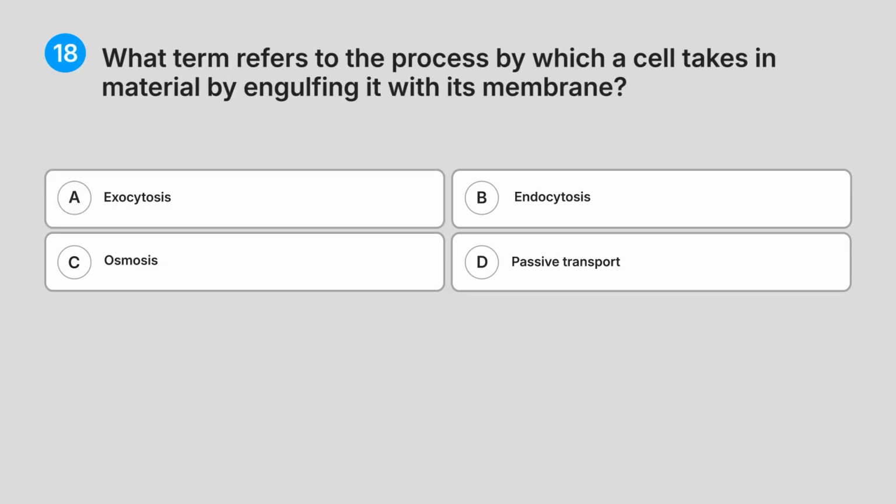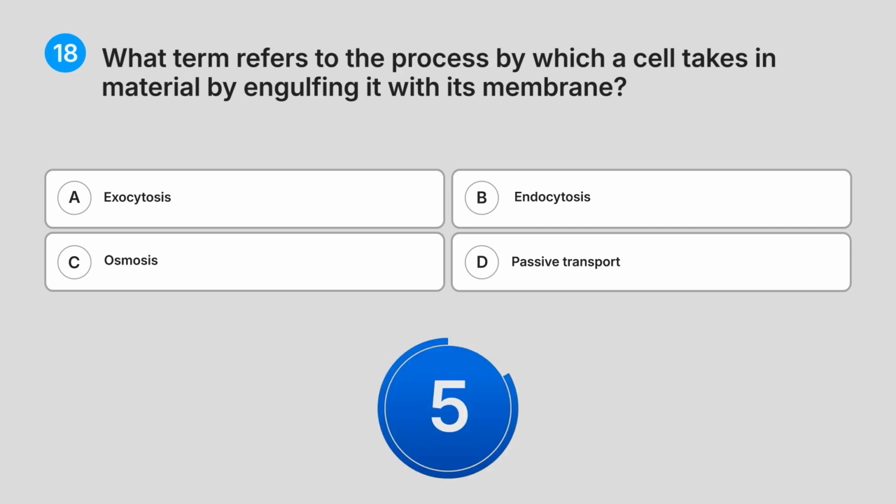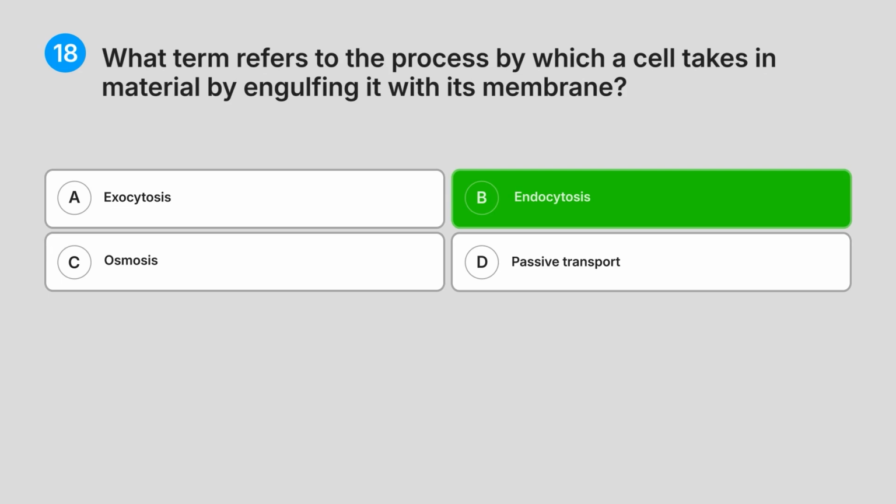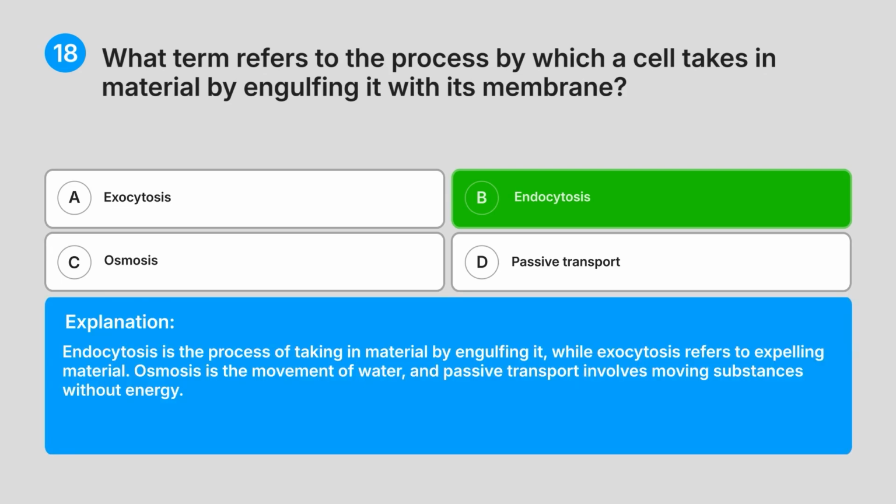18. What term refers to the process by which a cell takes in material by engulfing it with its membrane? A. Exocytosis. B. Endocytosis. C. Osmosis. D. Passive transport. What do you think is the answer? Correct answer. B. Endocytosis. Explanation.